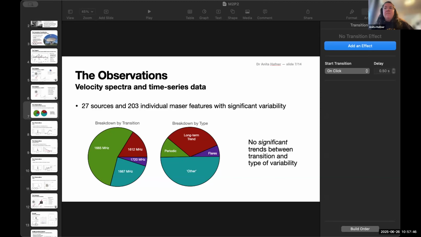But it's not a significant number. It is not a significant number of 1720. Okay. And nor would we expect to see too much 1720. But I wouldn't call it significant. Okay. It's still interesting.